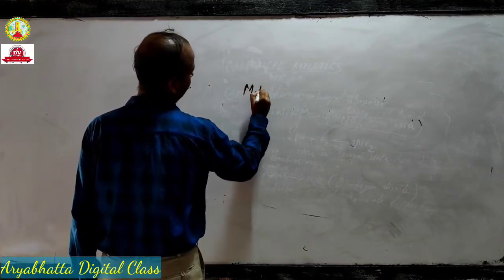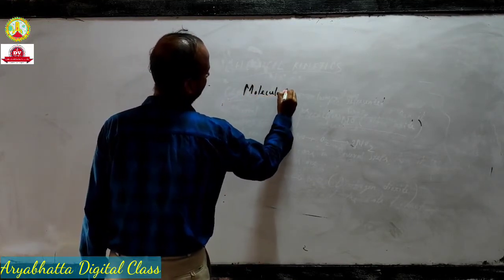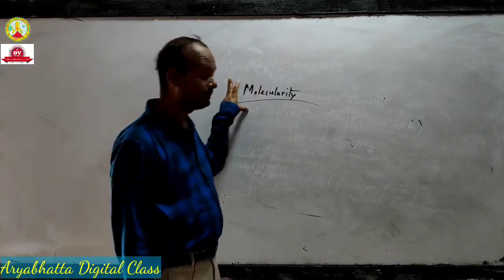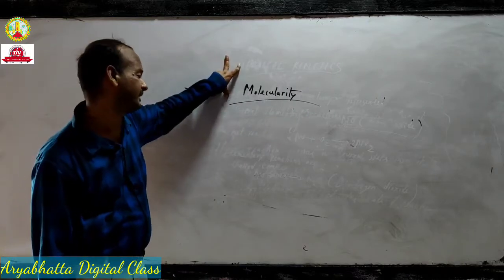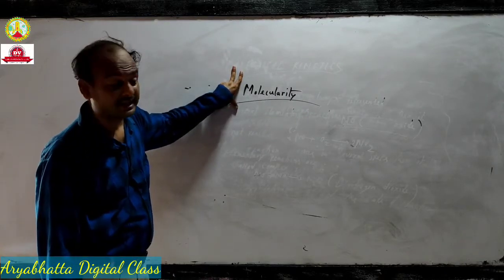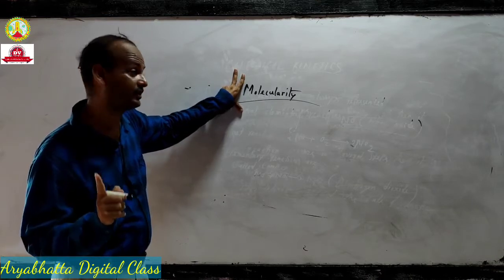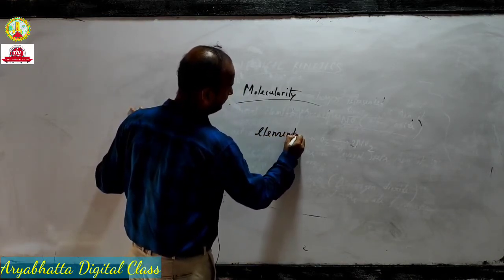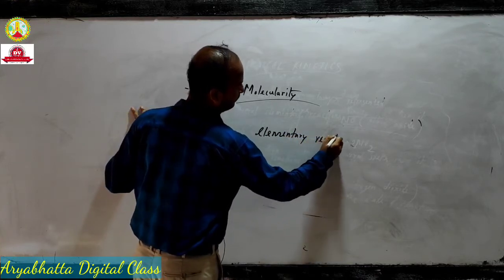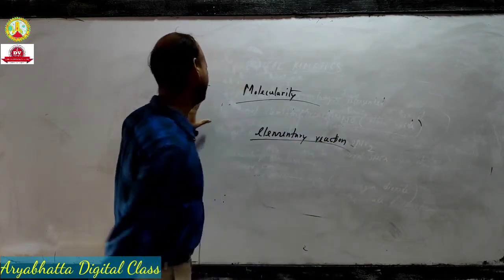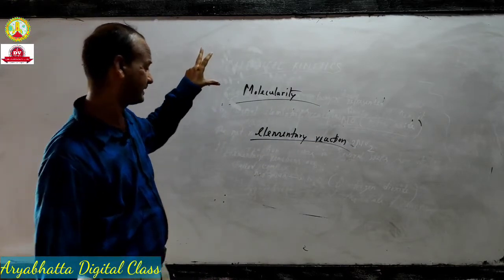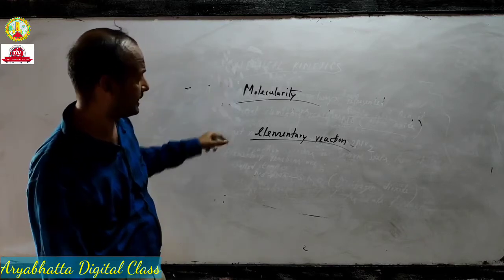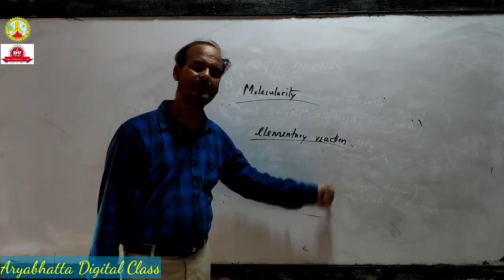Now let's see. This is molecularity. Simply, molecularity is nothing but the number of reactant molecules taking part in an elementary reaction. I am strictly talking about this word, elementary reaction. Molecularity is nothing but the number of reactant molecules taking part in an elementary reaction.